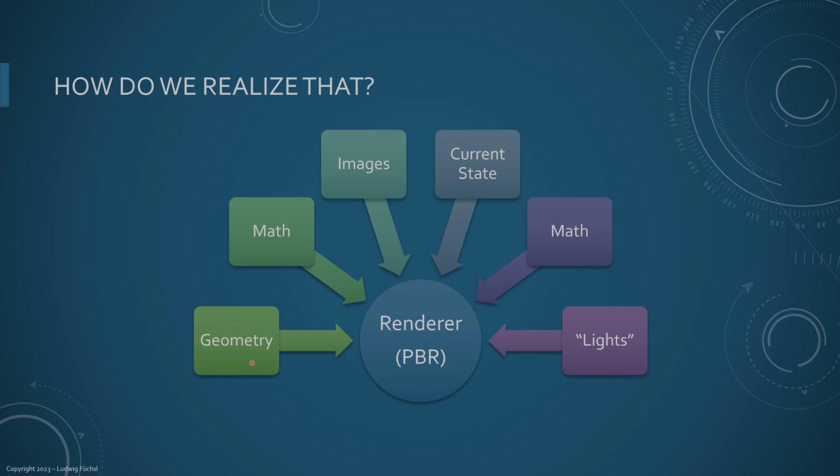So a renderer that's gonna get some geometry, uses some math, gets some images, gets a current state, uses some more math and light information. It's not in a certain order how I've told that, by the way. And yeah, so much information flowing into a renderer, producing an image. That's how we do it.